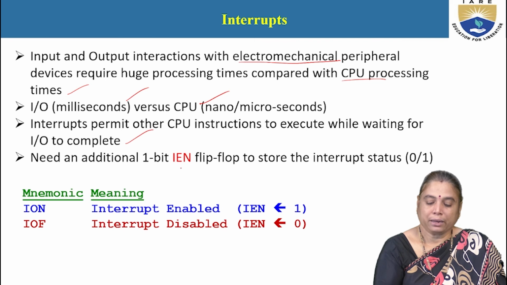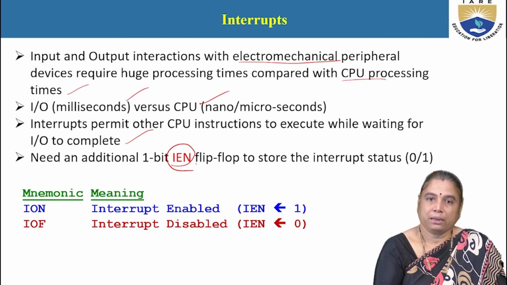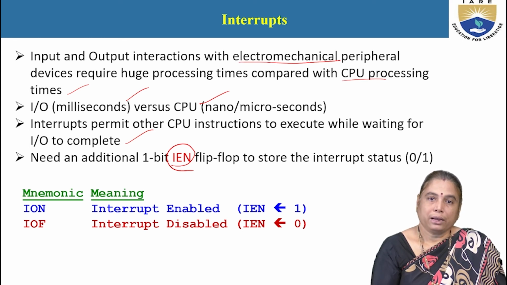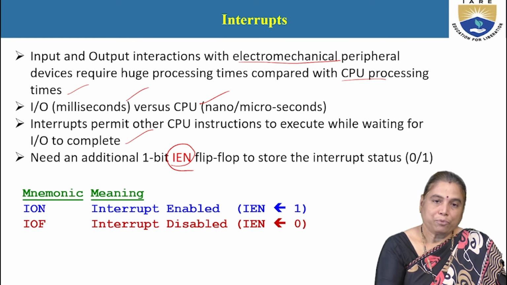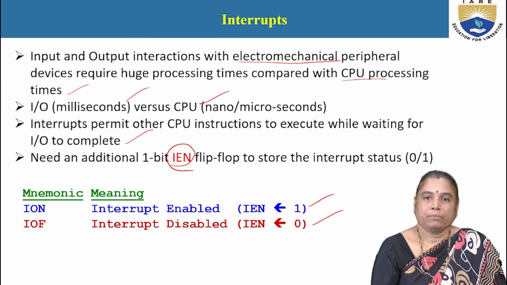So we need an additional 1-bit IEN flip-flop to store the interrupt status. Whether an interrupt has occurred or not can be identified with the help of the IEN flip-flop, the interrupt enable flip-flop. The two instructions in the category of I/O instructions regarding interrupt are ION, interrupt enabled, that is, interrupt is on, where IEN contains the value 1, and IOF, meaning interrupt disabled, where IEN stores the value 0. With the help of these two states, the system can recognize whether the interrupt is enabled or disabled.